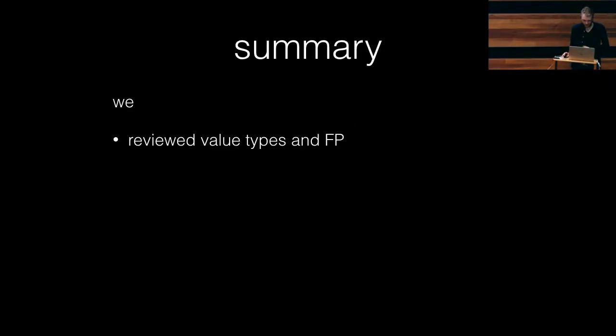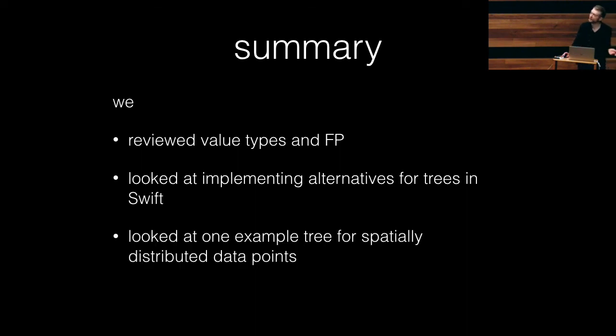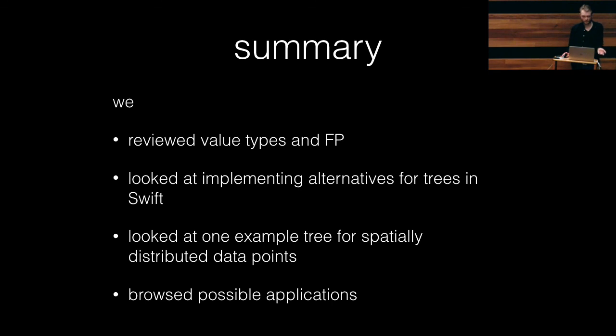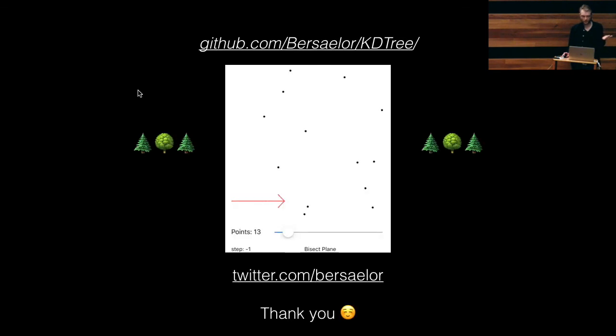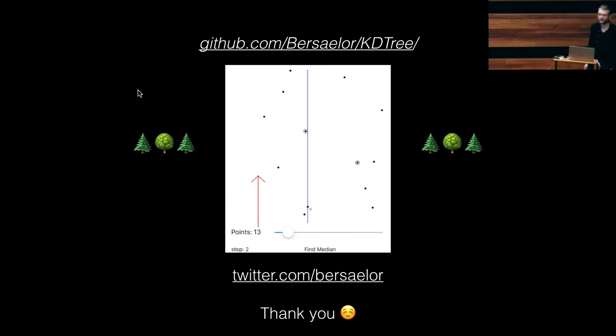And this was the demo summary. We looked at value types and functional programming. We looked at how we can use those value types to create a tree structure based on enums. We looked at an example tree using these enums, and we browsed some potential applications of this. And this is the page. If you have questions, or if you want to improve it, I would be very happy about that. And that's my Twitter handle. Thank you very much.